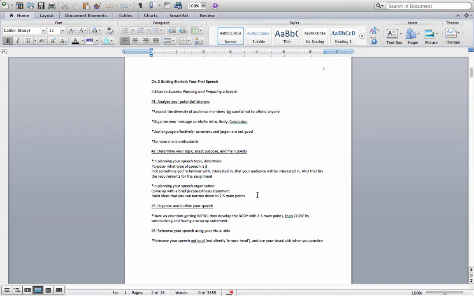Number 4, this is your last step in this chapter for planning and preparing a speech, is rehearse your speech using your visual aids. Rehearse your speech out loud, not silently in your head. That's a great way to trick yourself and to end up doing a really bad job. And use your visual aids when you practice. So rehearse your speech out loud in front of yourself first, and then when you feel comfortable, do it in front of other people. And use your visual aids as you're practicing. If you throw those in at the last second during your actual presentation, it might throw you a little bit. So practice with your visual aids to get used to having them with you while you're presenting the real thing.